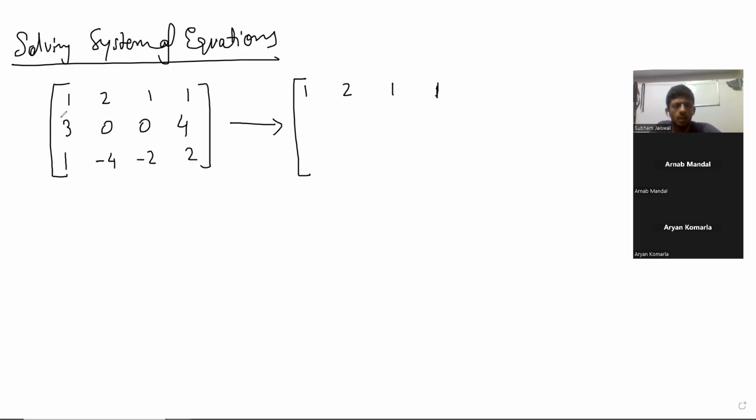And then what happens? This 2 will become 0, 0. But how will this change? That is -6, -3, 1. Nice. And the last one is also -6, -3, 1. Yes, this is good for us.